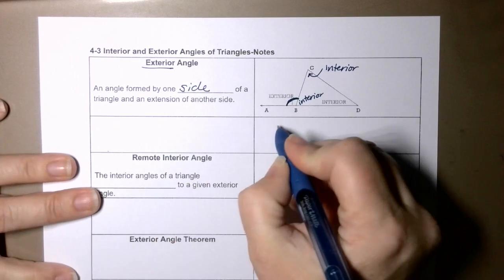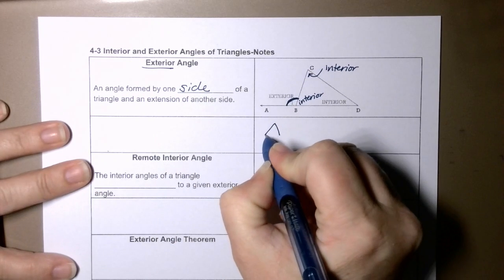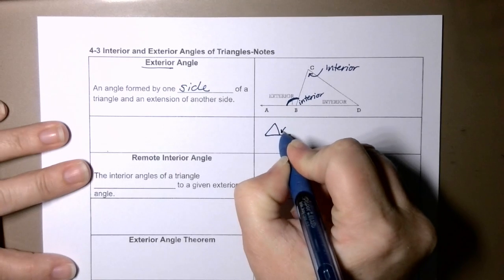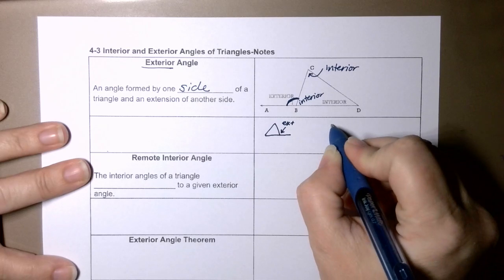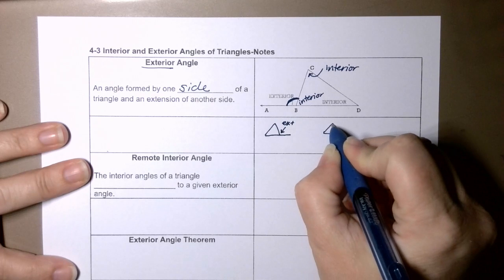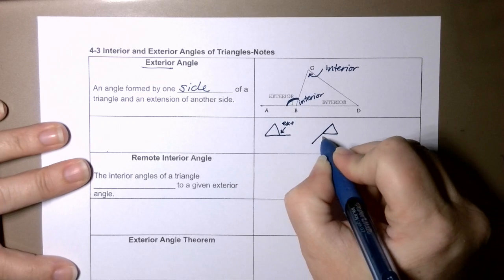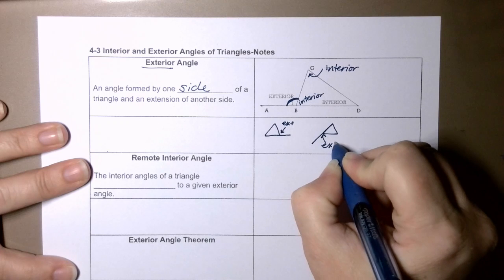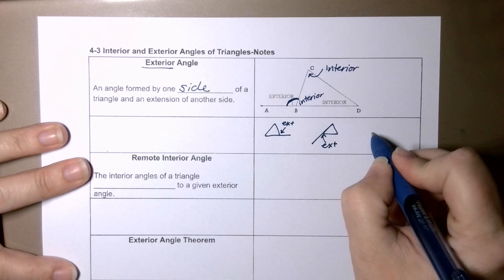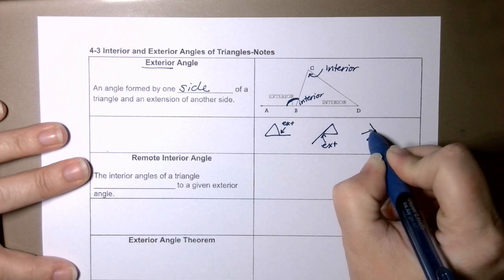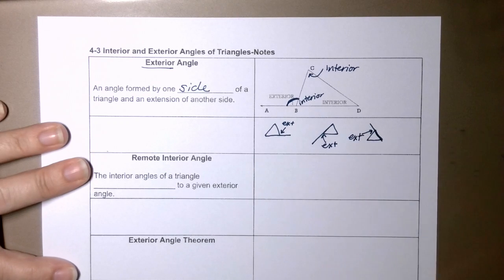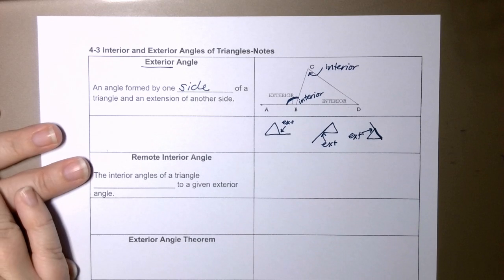Okay? You could also have a triangle that looks like this, and you could extend that side. That's your exterior angle. You could have a triangle like this, and you extend that. That would be your exterior angle. And you could have your triangle and you could extend that side, in which case that would be your exterior angle. Make sense? It's just an extended side of your triangle.